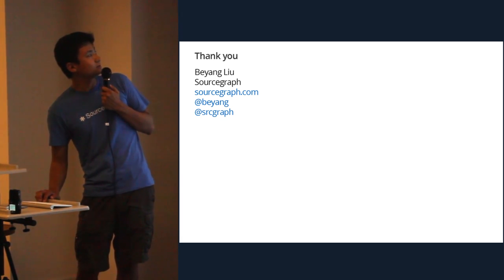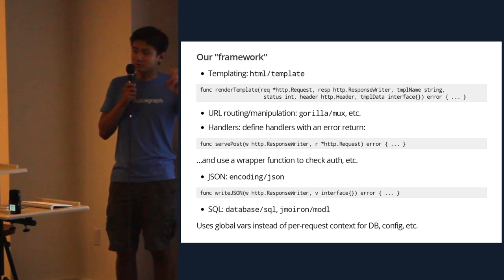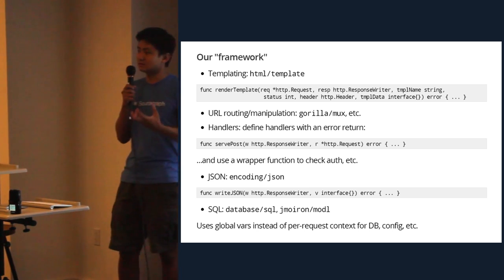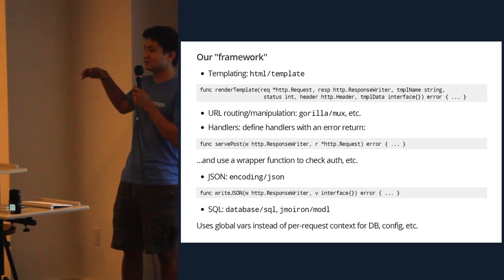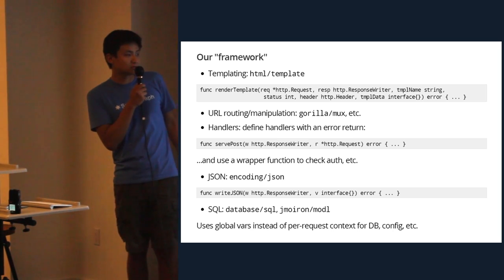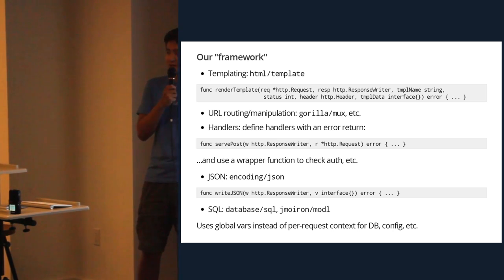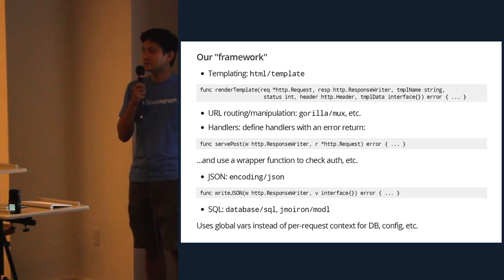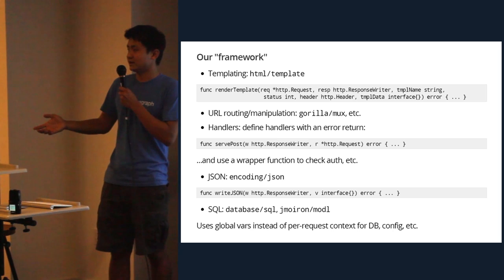I sort of glossed over this point, but when I was talking about our quote-unquote framework, Go makes it really easy to compose HTTP handlers. You have your handler that actually implements your application logic, but you also have these other things that you want to do for every request, like logging or authentication. So when we define our actual app logic handlers, we wrap them in a type. And what that type does is it implements the HTTP handle function, so it is an HTTP handler.